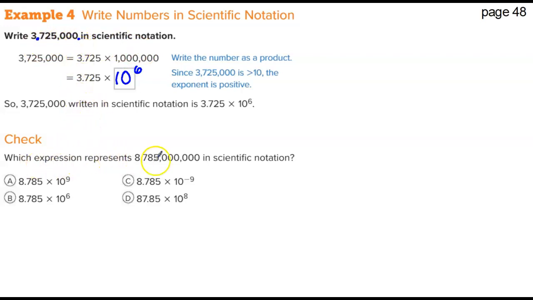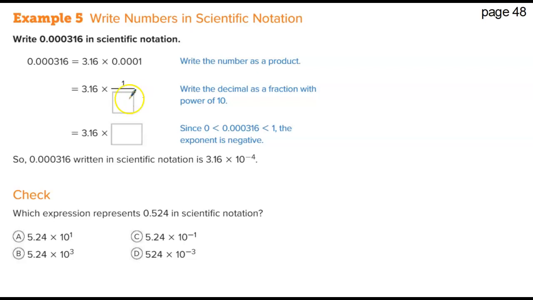So which expression represents that one in scientific notation? The original decimal is here. To get it to be here, how many places do we move it? 1, 2, 3, 4, 5, 6, 7, 8, 9 places. And it's a big number, so it's a positive 9. So A is the correct solution. This is super fun, right?